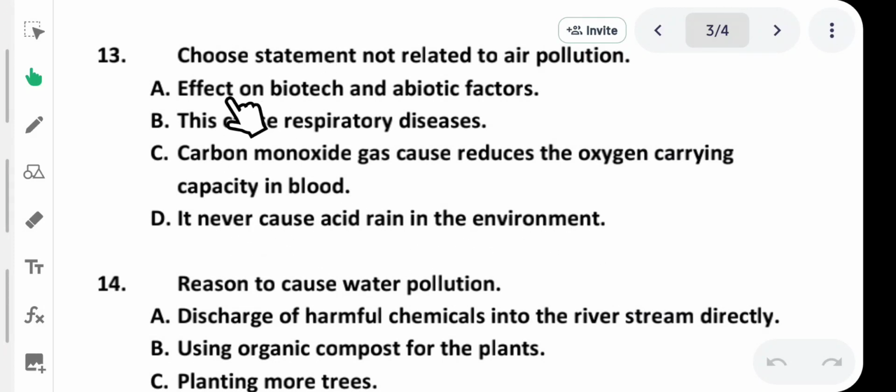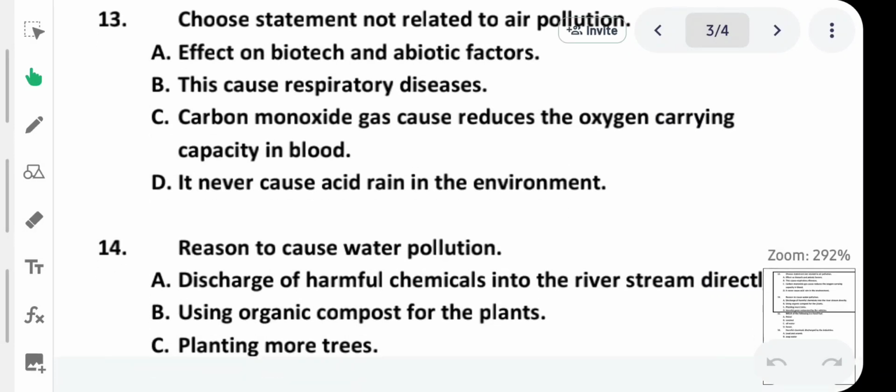So they have asked which statement is not related to air pollution. Here, air pollution gives effect on biotic and abiotic factors. It will cause respiratory diseases also, and in air pollution, carbon monoxide is one of the gases, and that reduces the oxygen carrying capacity in the blood of organisms, and the other gases they have given are not responsible for acid rain. So option D is the wrong statement. So option D is the correct answer for this question.